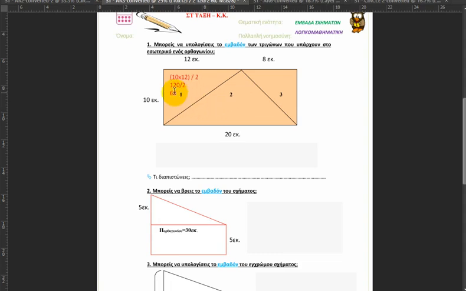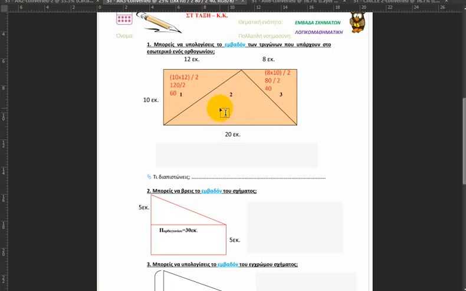So the area of triangle 1 is 60. Next up we have this one, which is 8 times 10, and all of it divided by 2. 8 times 10 is going to give me 80, divided by 2, and 80 divided by 2 is 40. Okay, so what about this one? I don't know if it's a right triangle, as we said before, so how am I going to find it?